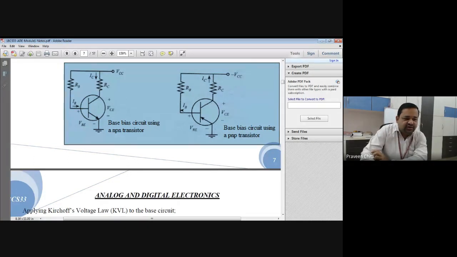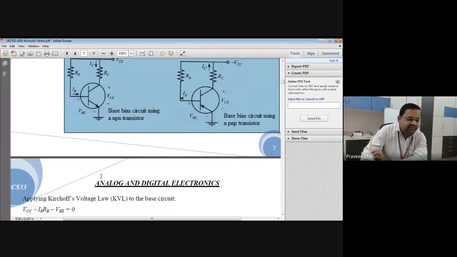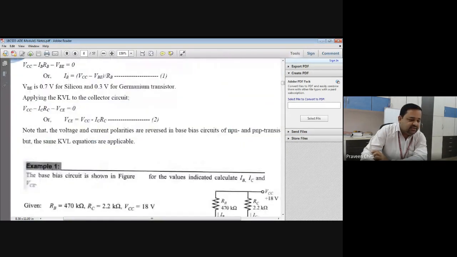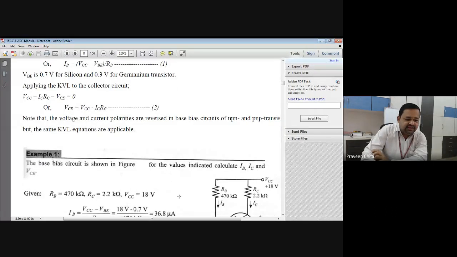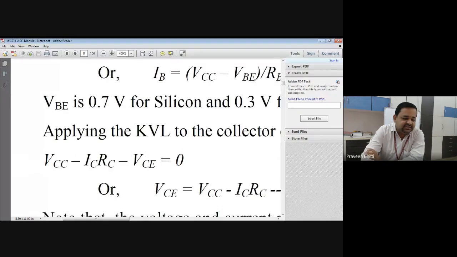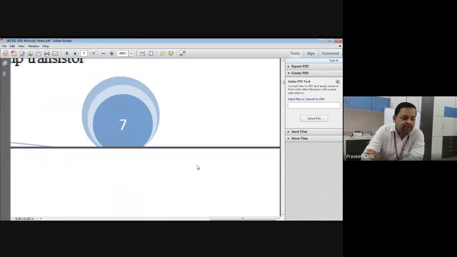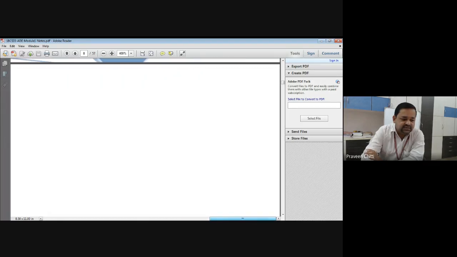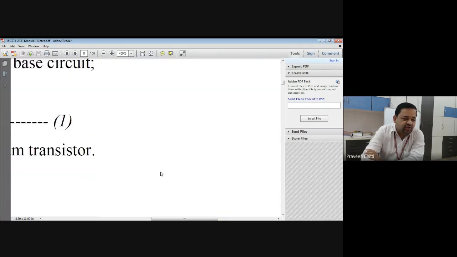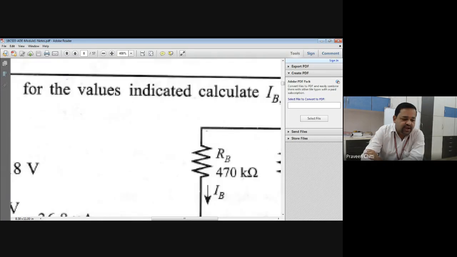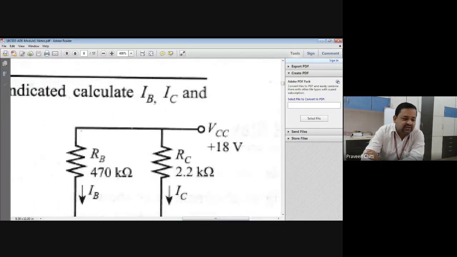Now, are you able to solve a simple example on it? If I give this, here is an example. Shown in the figure, for the values indicated, calculate IB, IC, and VCE. Right. So this is the circuit they have given, and what they have asked is that you need to compute the values of IB, IC, and VCE.